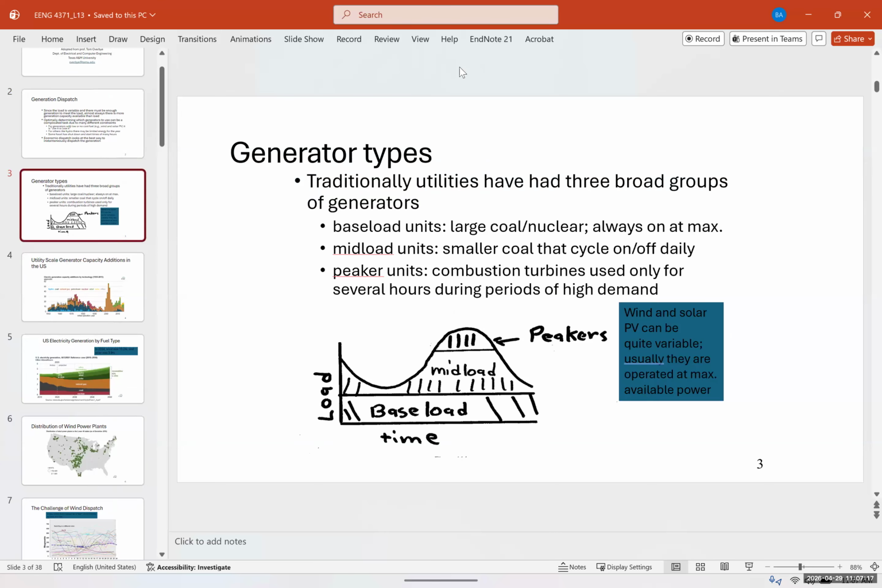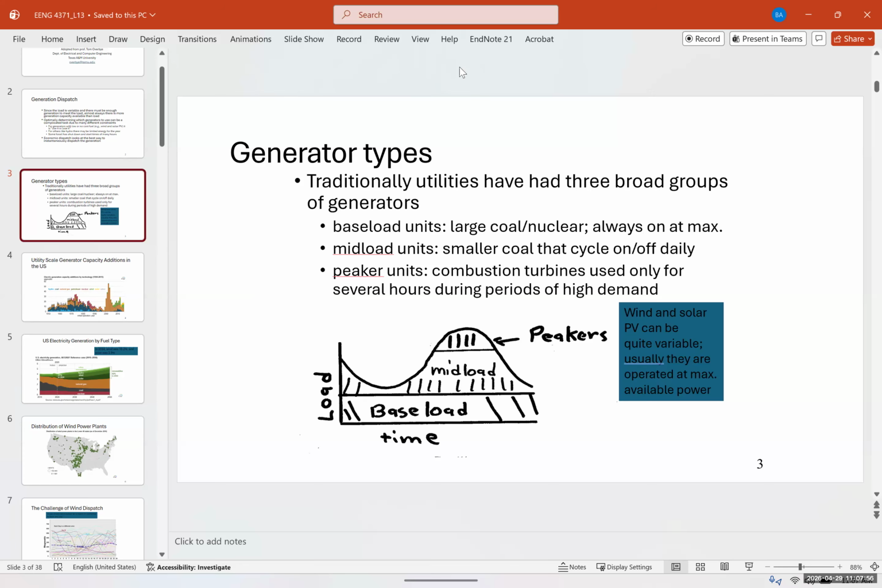Now, we spoke about this graph previously, but I just want to reiterate that traditionally utilities classified their generators into three broad groups based on how they are used. First, we have the baseline or baseload units. These are large coal and nuclear plants. They are designed to run continuously at or near their maximum output. They are the most efficient at full load and have very high startup costs. So you almost never shut them down unless you have maintenance every year or every few years.